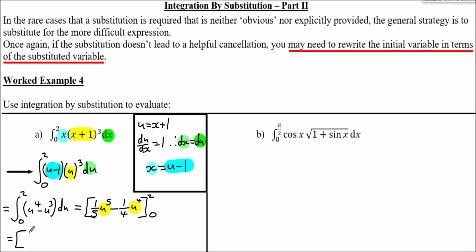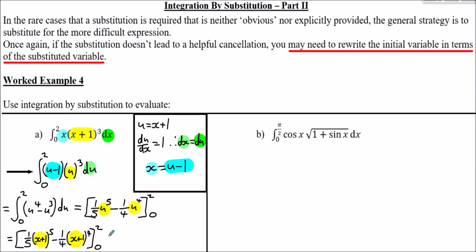So we've got 1/5 u, which is x plus 1 to the power 5, minus 1/4 u, which is x plus 1 to the power 4, with x being from 2 to 0. If your teacher says, don't do that, keep it in terms of u and change these limits, that works too. The book explains it very well. Just check the book, whichever method suits. But I'm using this particular way of doing things.